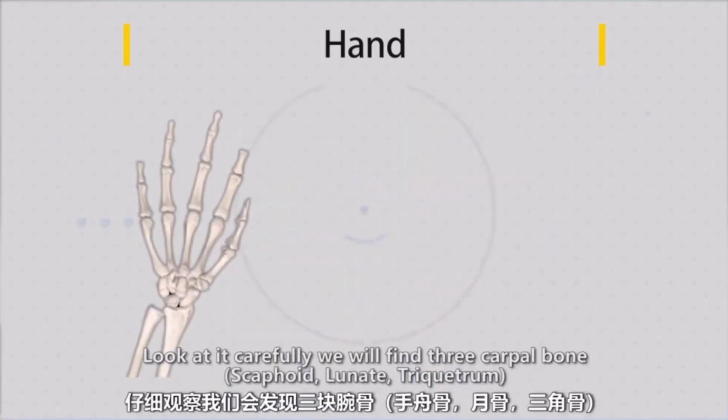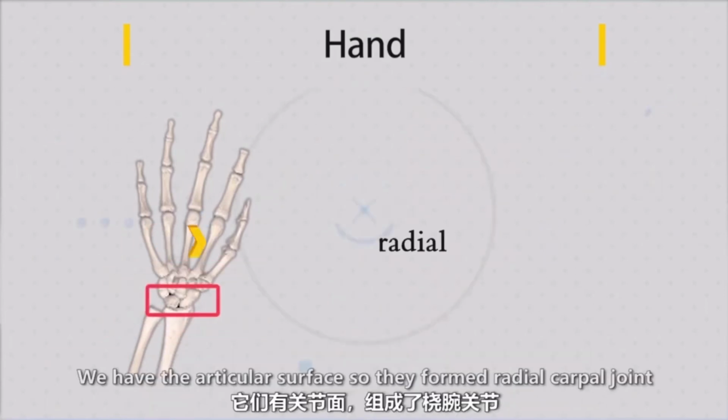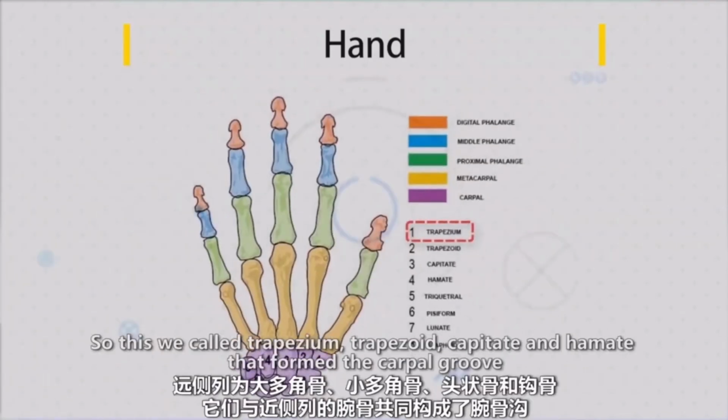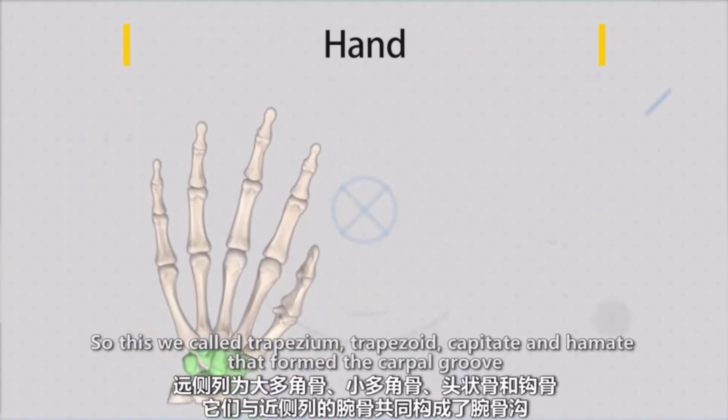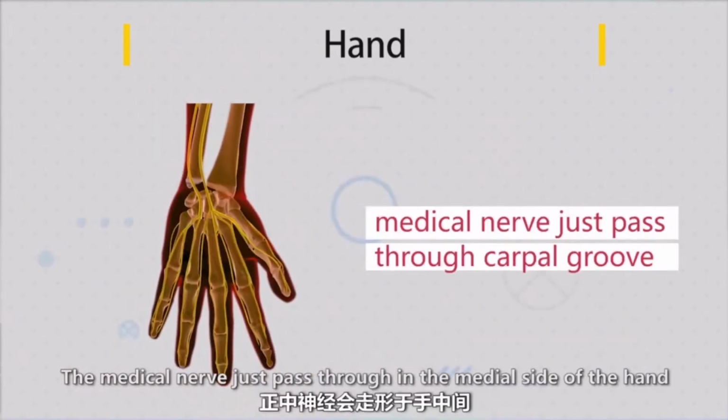If we look carefully, we will find that 3 carpal bones have an articular surface, and they form the radiocarpal joint. Then the distal row is the trapezium, trapezoid, capitate, and hamate. Hamate is also called the hook bone. See, look at the hook. It forms the carpal groove and the carpal tunnel. The median nerve just passes through on the medial side of the hand.